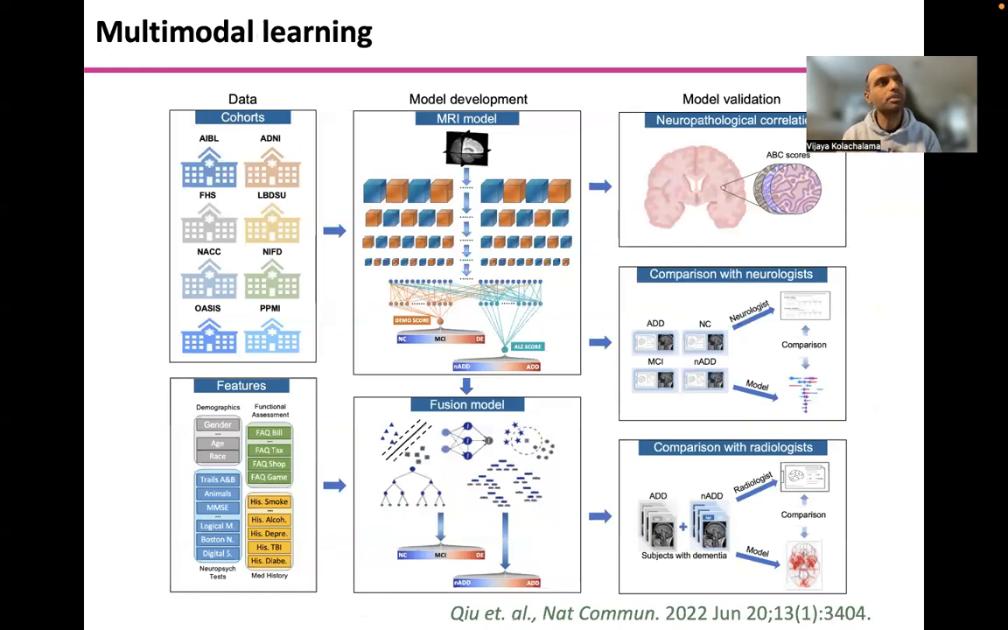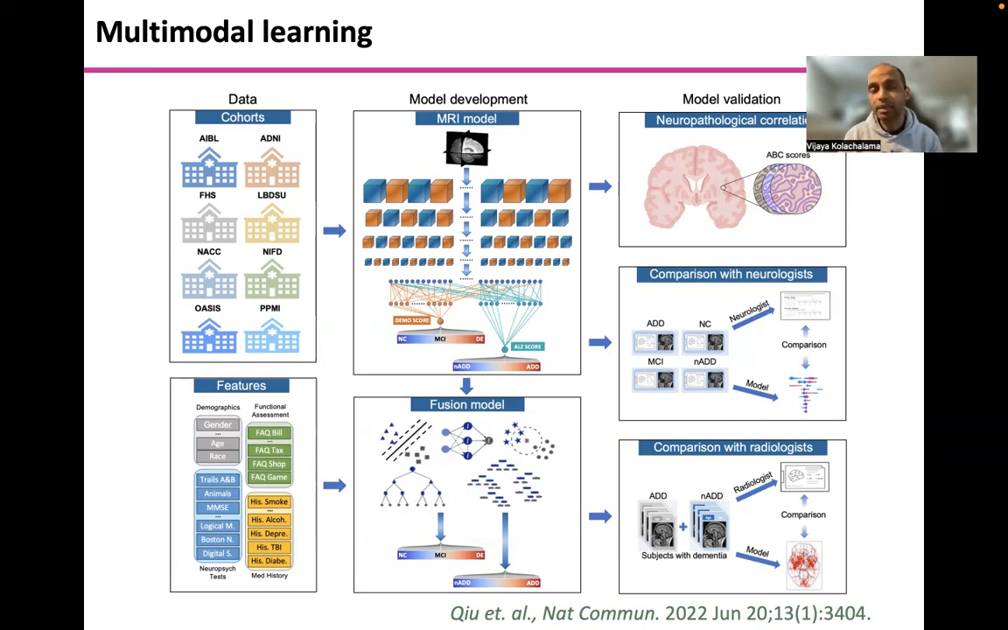And then in a follow-up study, we asked a slightly more interesting question, where we are again collecting data from multiple different cohorts. But in addition to just looking at MRI imaging and demographics and a single cognitive test here, we extracted much more information from these participant records, such as demographics, an extensive neuropsych battery, functional assessments, past medical history, medications, as well as MRI scans.